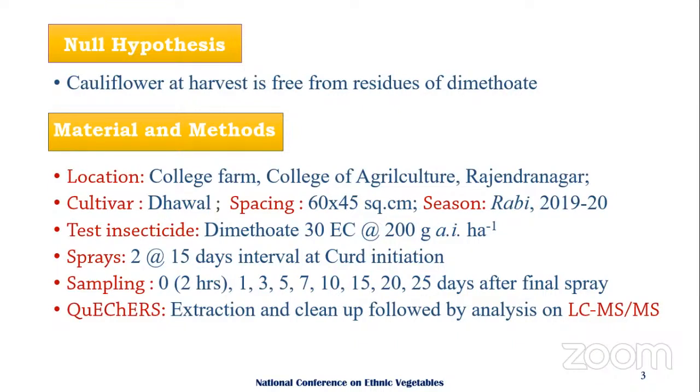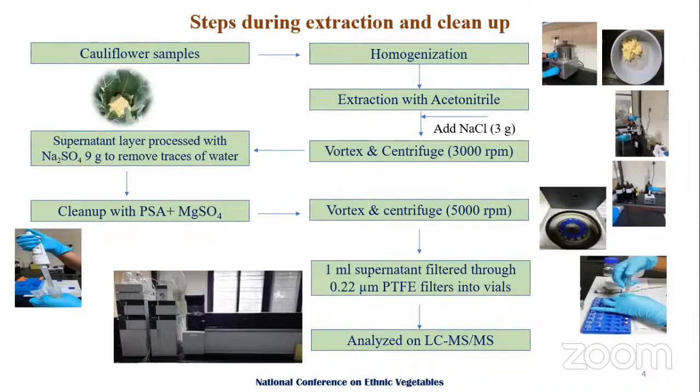Dimethoate was sprayed twice at 15 days interval during curd initiation stage. And after the second spray, we collected the cauliflower curds at regular intervals of 0, 1, 3, 5, 7, 10, 15, 20, and 25 days. And we followed the QuEChERS method, which is quick, easy, cheap, efficient, rugged, and safe, for extraction of dimethoate residues. And we analyzed the residues on LC-MS. This is the schematic representation of the sample collection, homogenization, centrifugation, and after all the chemical processing, the 1 ml supernatant was injected into LC-MS, and the residues were analyzed.